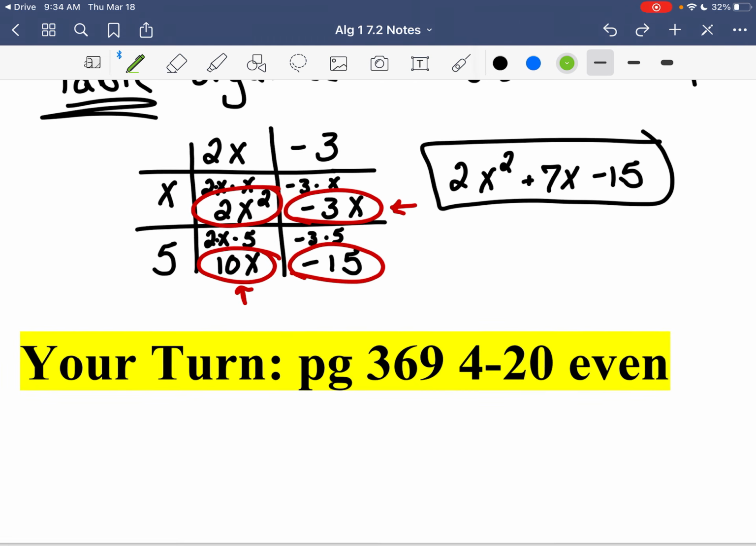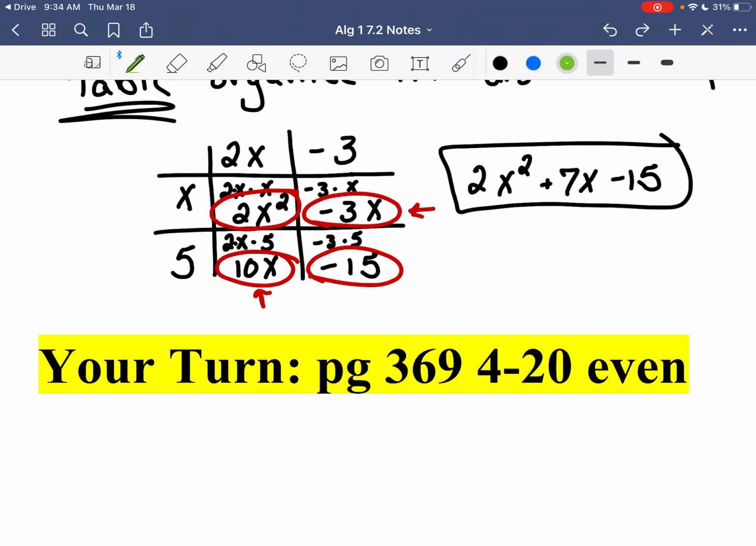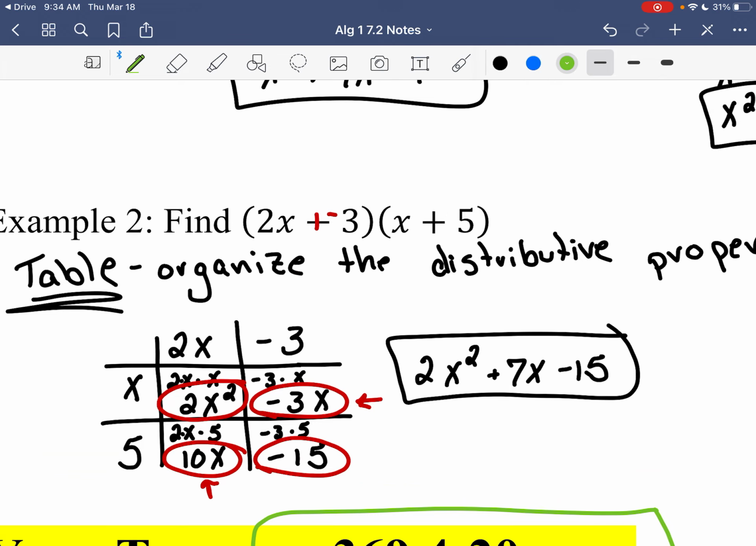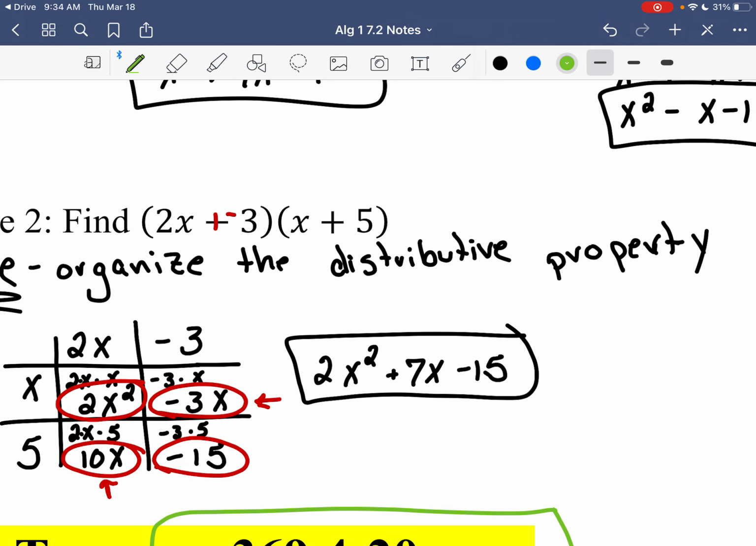Okay, so now I'd like you to do some practice, page 369, 4 through 20 even. When it tells you to multiply using distributive property, please do. When it says to use a table, please use a table. Be very careful with those negatives. That's a huge glitch for a lot of people, forgetting that. So always rewrite your subtracts as adding a negative, and good luck.